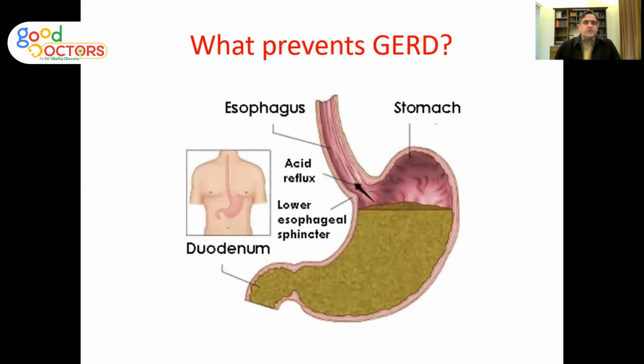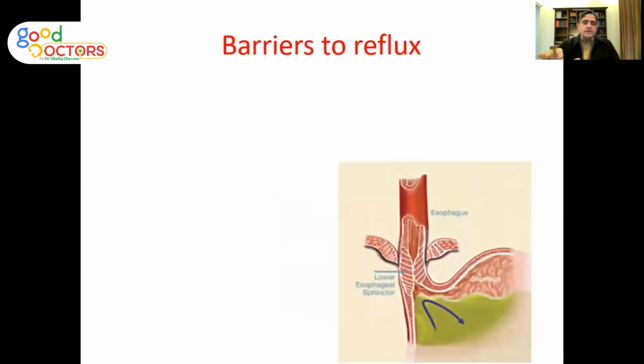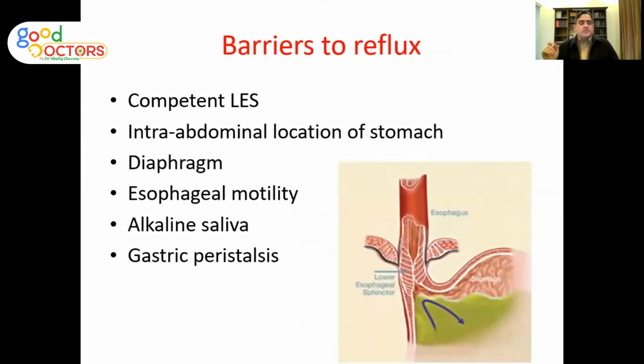We know that once the food passes through the esophagus into the stomach, there are a number of mechanisms, a number of natural barriers which are present, which do not allow the content of the stomach to come back to the esophagus. Now, what are those barriers? There is a lower esophageal sphincter. We know if it is competent, it is not going to let food content come back into the esophagus.